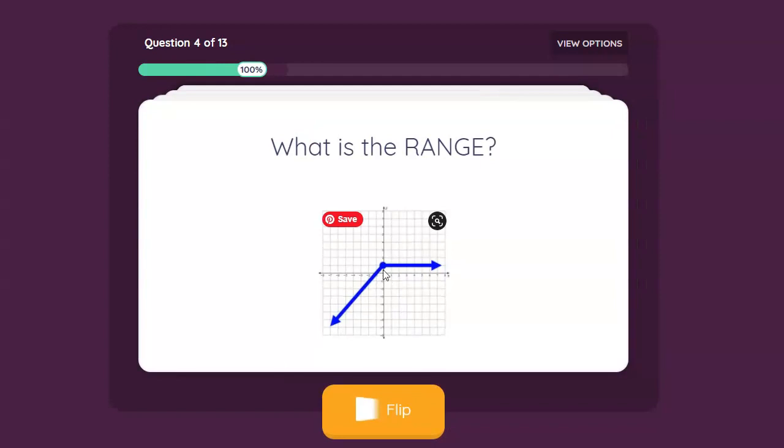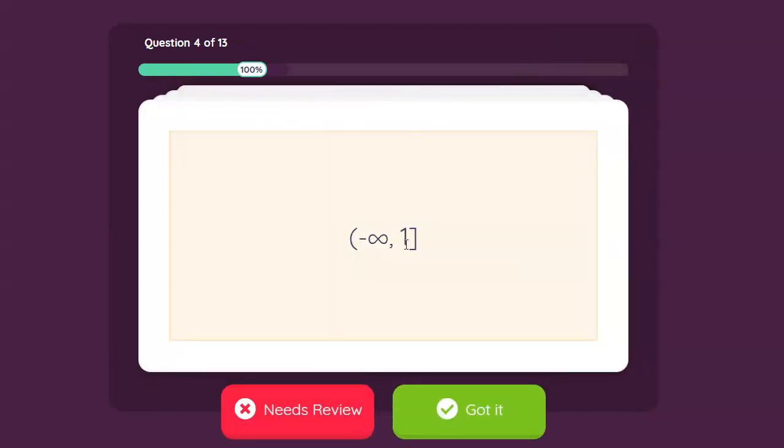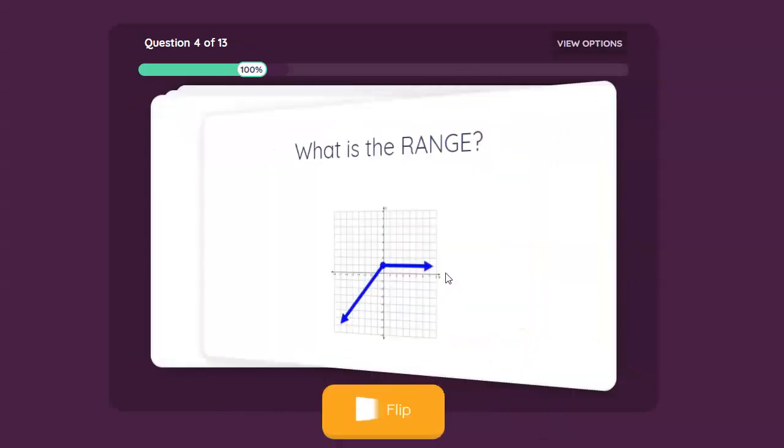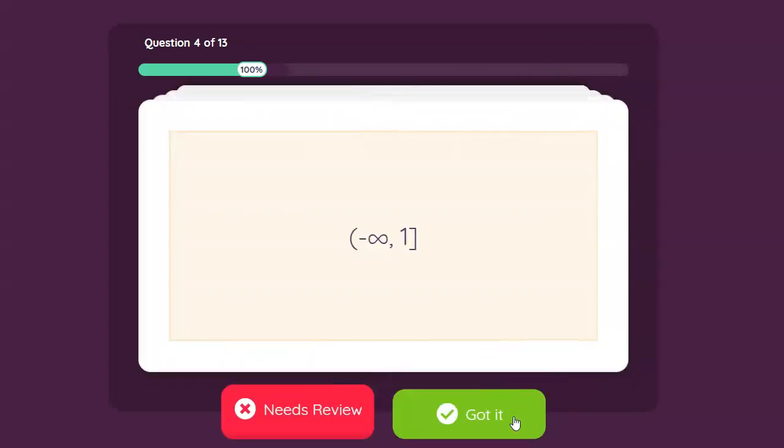The range. This one's going down, this one's going up, and across, so it's horizontal, so it's our highest point, so it's from 1 and down. So negative infinity to 1, it includes 1, so it gets a bracket.